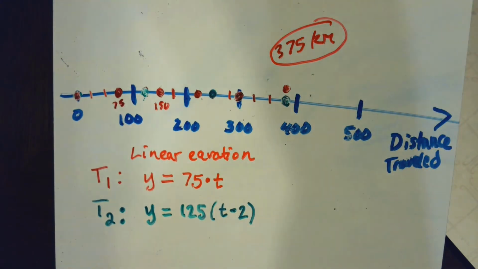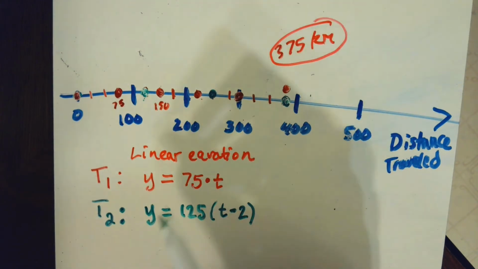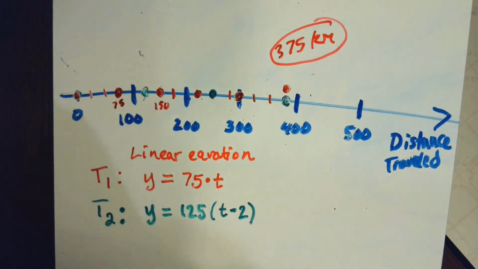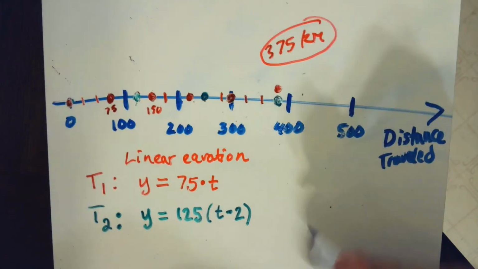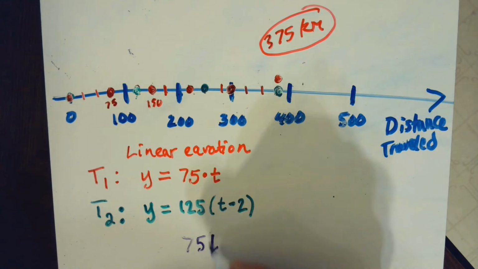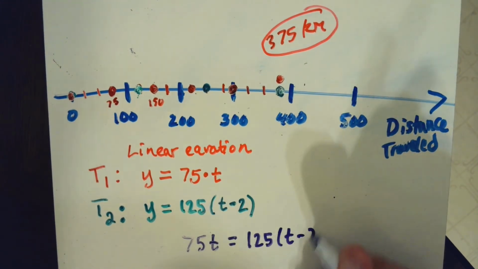Now, what we were trying to find is when these two distances, remember y represents distance, equaled each other. So what we really need now is to set these two equal to each other. We have 75t is 125 times t minus 2.